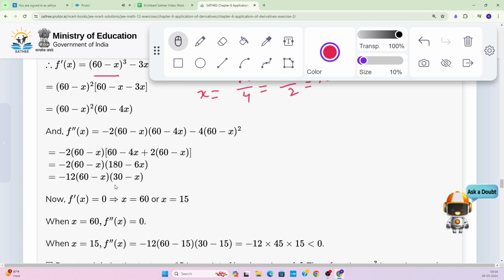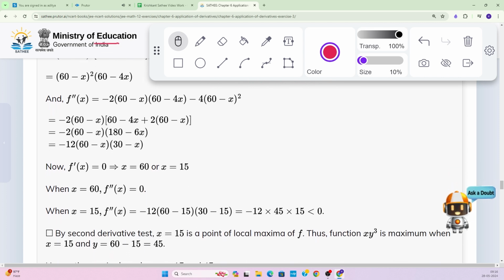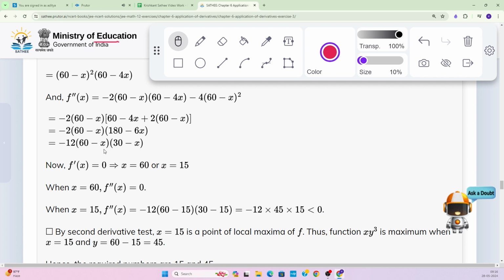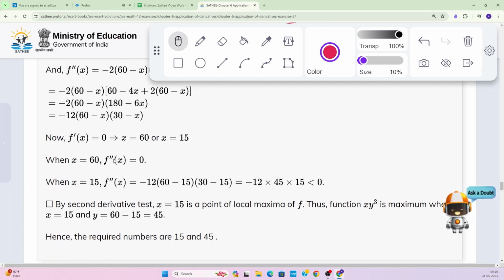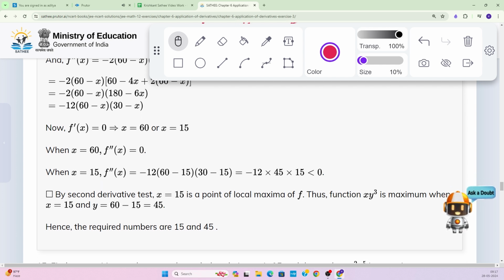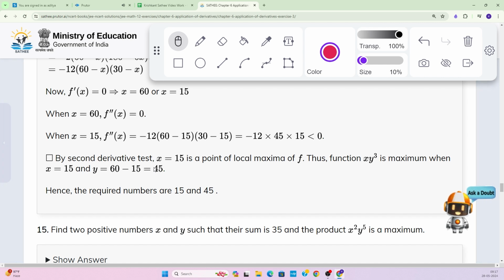Now as you can see, we got critical points x = 60 and 15. Putting x = 60, what you will get? This will be 0. And at 15 it will be negative. So this means x = 15 will give you the maximum value. And the other number will be 60 − 15, which means 45. So the required numbers will be 15 and 45. Okay, clear?